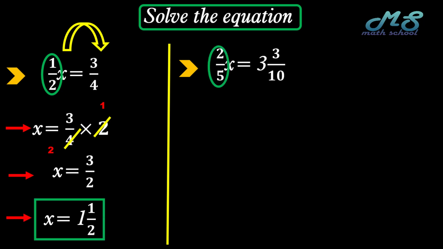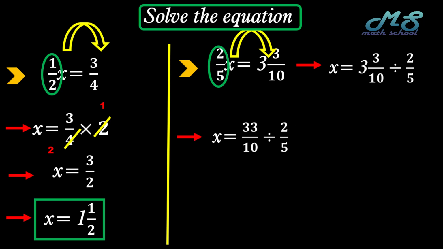Next, circle 2 over 5 and move it to the other side to be divided. x equals 3 and 3 over 10 divided by 2 over 5. Write the mixed number as a fraction. We will get x equals 33 over 10 divided by 2 over 5. Now, to divide two fractions, multiply the first fraction by the reciprocal of the second one.